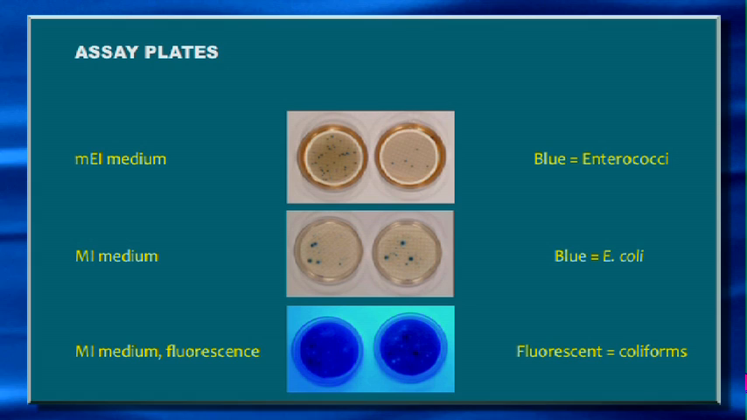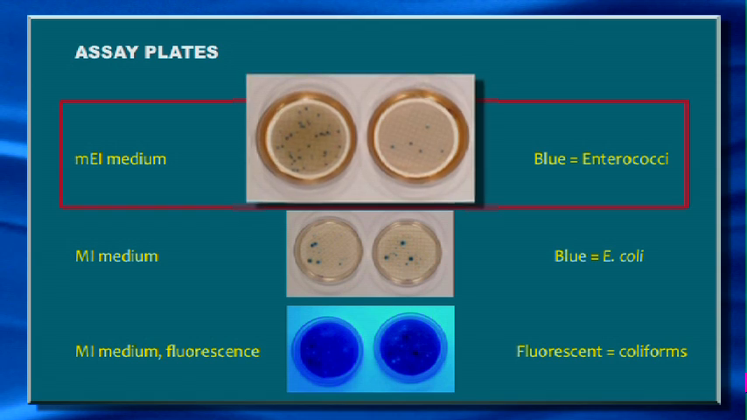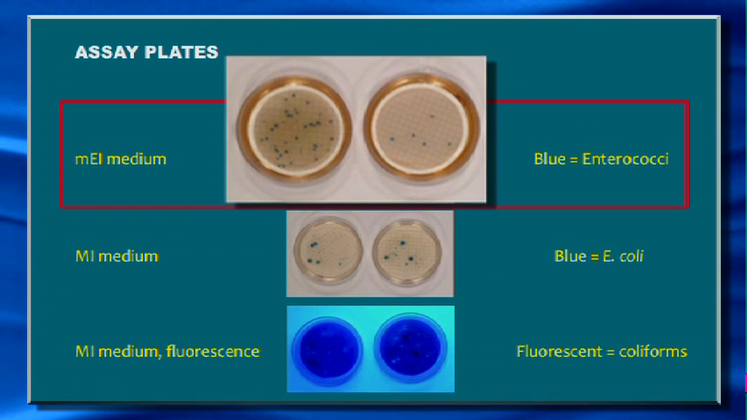So we are using 2 different growth media to be able to look for these coliforms and enterococci. We use MEI medium. Here you can see the filter after it's grown up, and you can see the little blue dots. Those are colonies of enterococci, which we can count. So the blue colonies are enterococci.